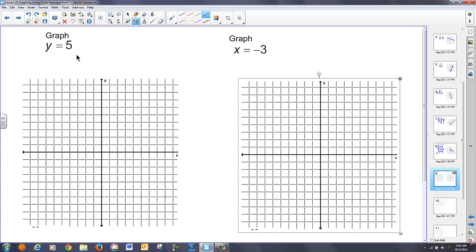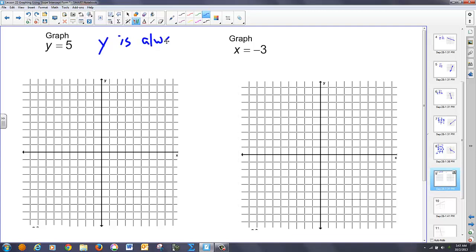Now this next example, I have two kind of special cases. This is in y equals form, but there's really no mx plus b. In fact, there's no x. What this says is y is always 5. So if y is always 5, then I go to the y-axis and I put a 5 there. Then I say, well, where else is y 5? Well, y is 5 here. It's here. It's here. Y is 5 over here. So this ends up being a horizontal line. It doesn't fit necessarily the slope-intercept form.